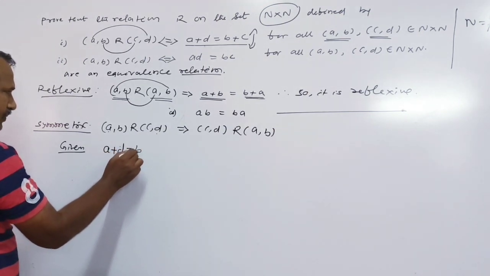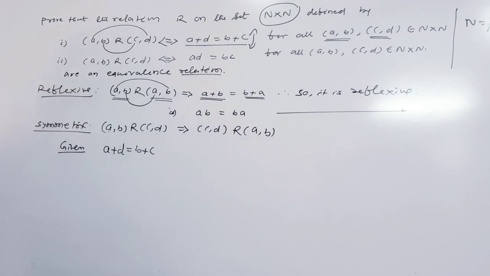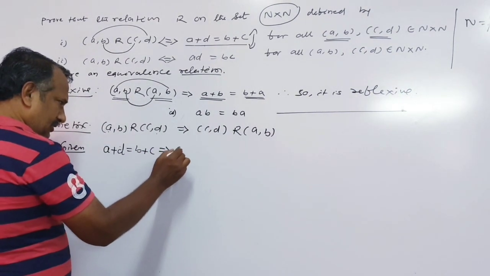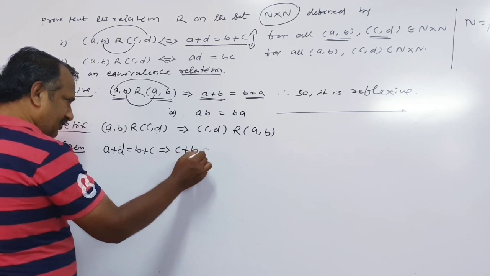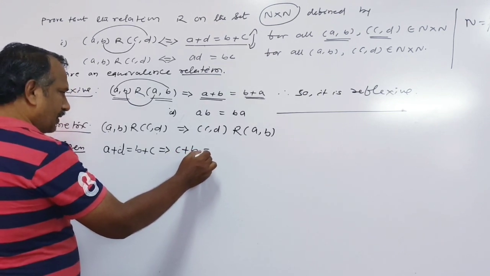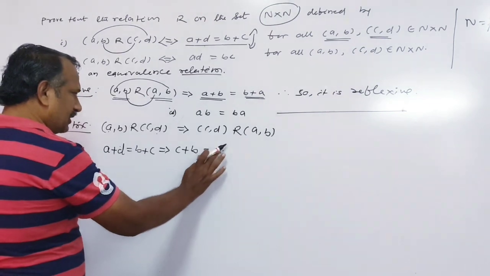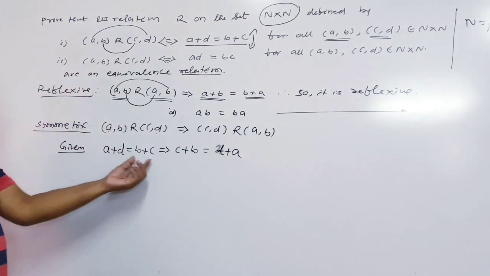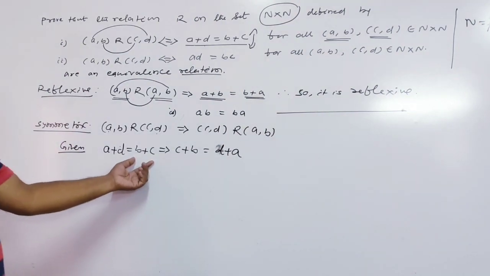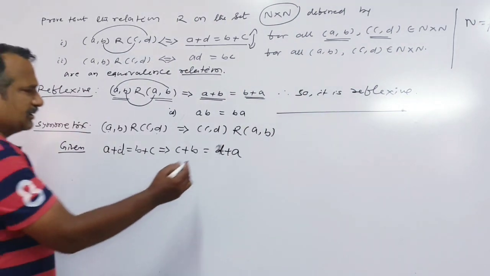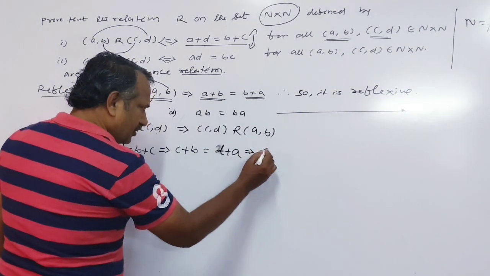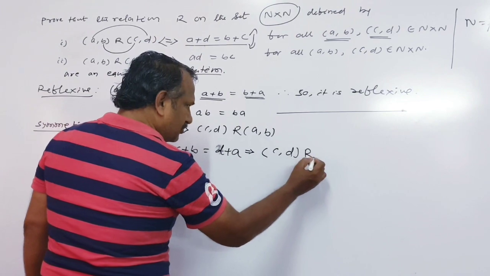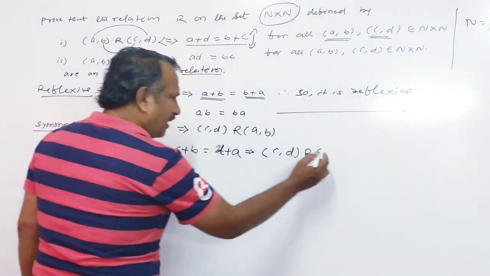a plus d equal to b plus c. Okay. Or this also can be written as c plus b equal to a or d plus a. Yes or no? 2 plus 3 equal to 3 plus 2, we also can write. Okay. Now this part equal to, the ordered pair (c,d) is related to how much? (a,b).